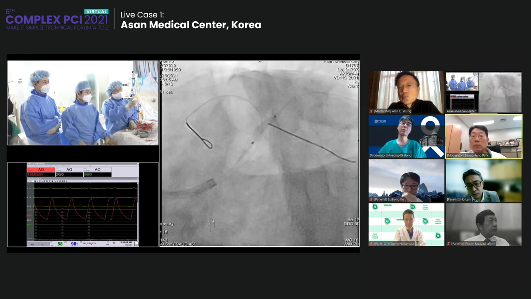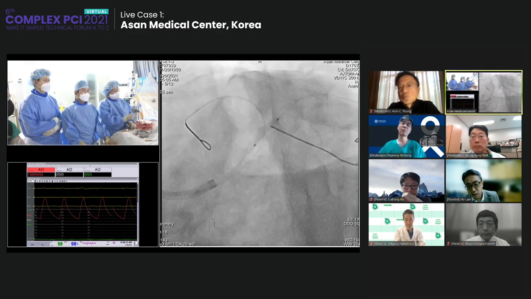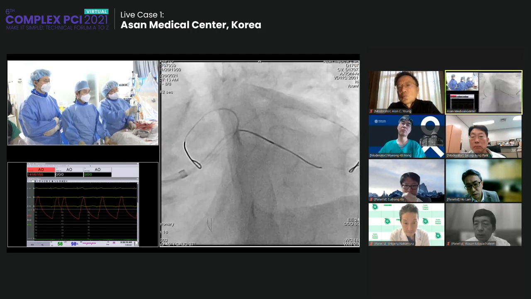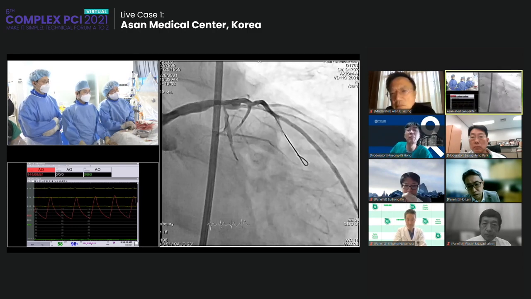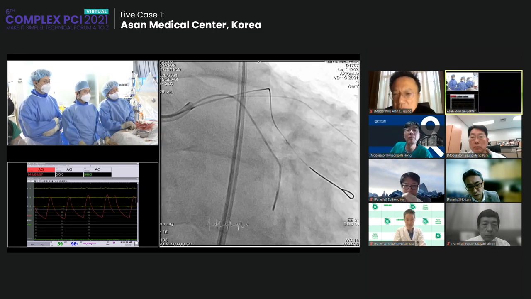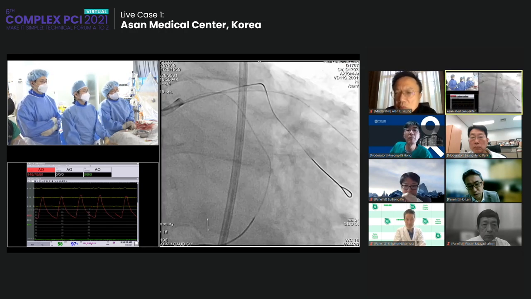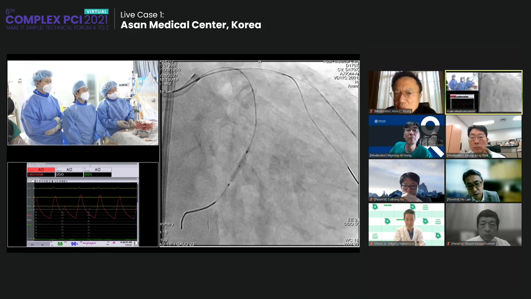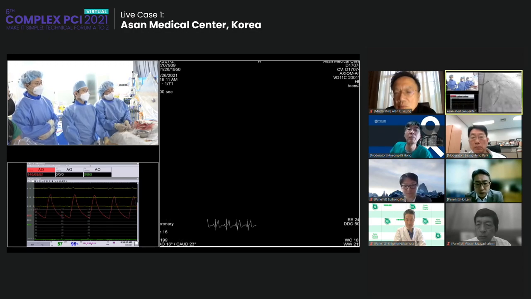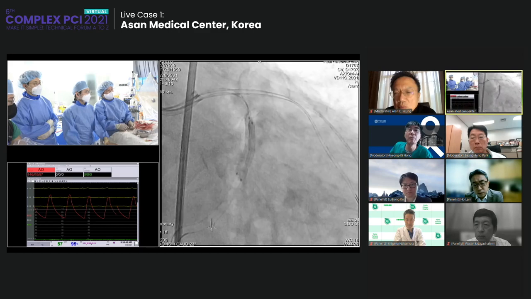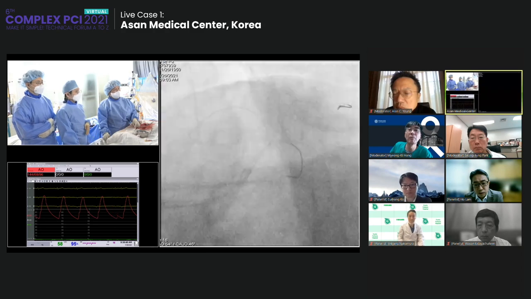So after the circumflex ostium wire insertion, I pre-dilated the circumflex. Next. And for the distal wiring, I inserted the microcatheter. Next. It looks like a CTO, not a tough CTO, an easy CTO. Next. I implanted a 2.5 by 23 stent to the mid circumflex. Next. Yes, this is the current status.